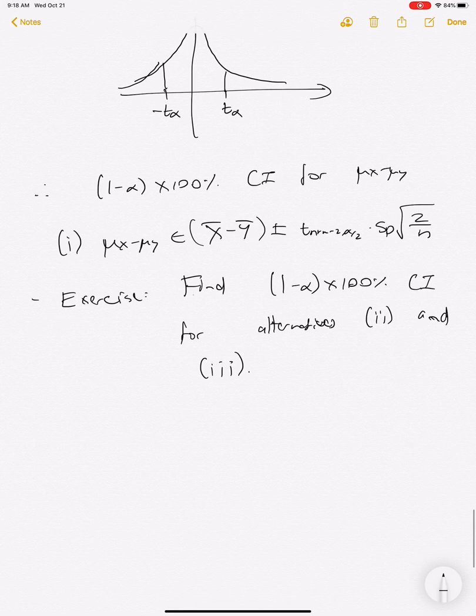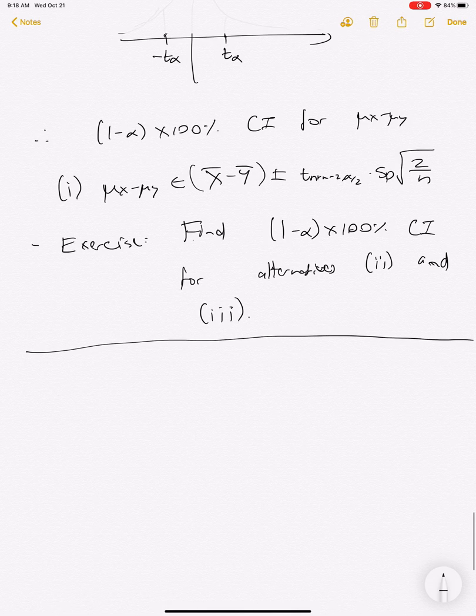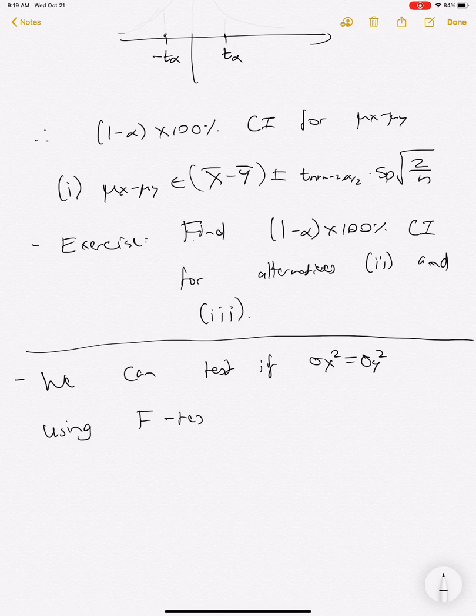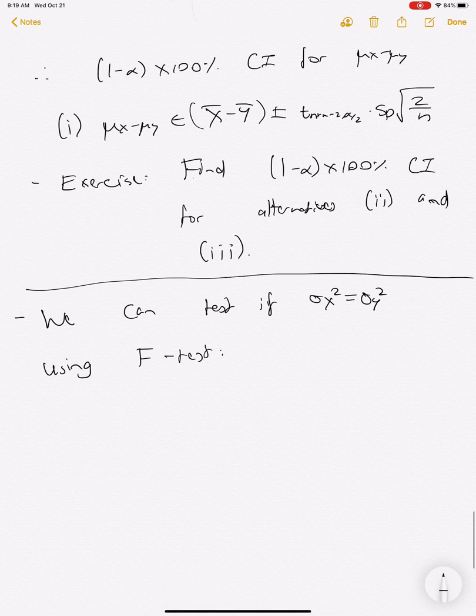Okay, so that kind of gives you an idea of what to do when the variance is unknown. And I'll just quickly mention, we can test one of the assumptions that we made here, that sigma x squared equals sigma y squared, and this is going to be done using an f-test. I'm only going to skim over this because we're going to see the notion of f-test come up a lot more in later chapters when we start to talk about analysis of variance and where we're actually going to be really interested in comparing variances.